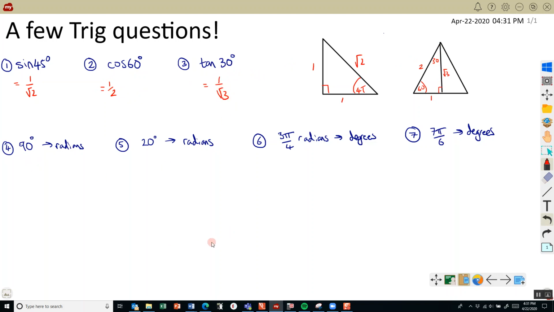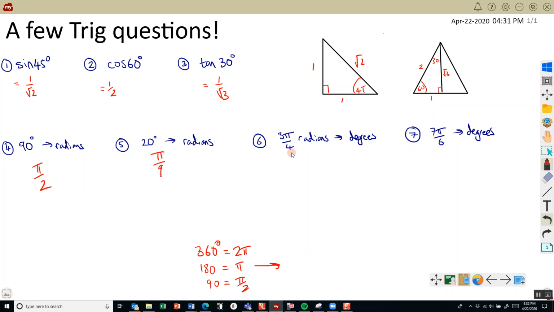Okay, 90 degrees into radians. The big thing to remember here is 360 degrees is 2 pi radians. Half of that is 180. Half of 2 pi is pi. Half of 180 is 90. Half of pi is pi over 2. 20 degrees. To get 20 degrees, what do I do to 180 to get down to 20? I divide it by 9. So I do the same to the pi. So 20 degrees is pi over 9.